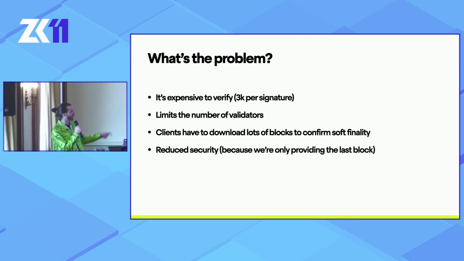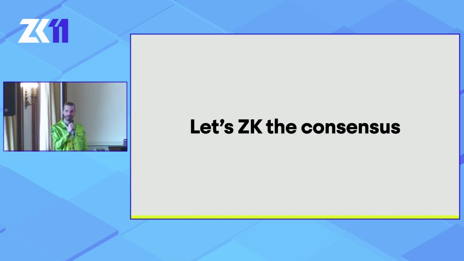Oh yeah, I should probably put this at the top, but reduced security. Because we're only providing the signatures for the last block. Obviously with consensus, if you sign the block, you're signing all previous blocks. But it would be much better if we could actually have proof of every single signature for all blocks as part of the rollup. Okay, so hopefully you agree. We want to ZK the consensus, because otherwise the rest of this talk will not work.